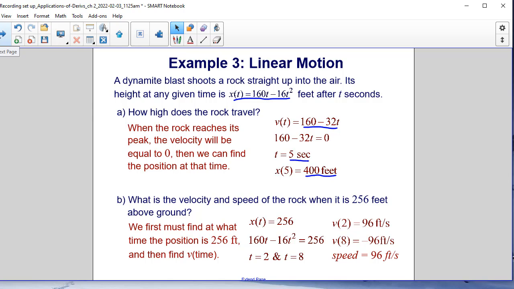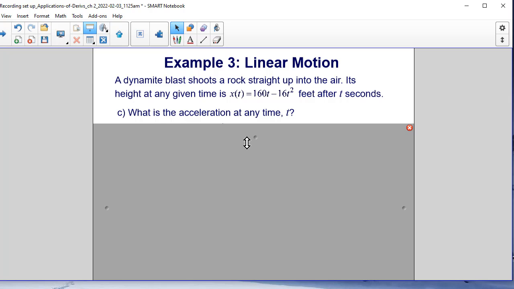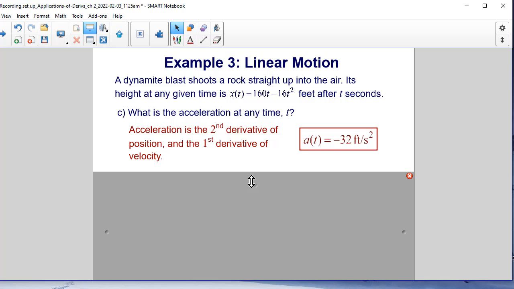Now let's turn our attention to part C. For part C, we want to know the acceleration at any time t. To do that, we want to find the second derivative of 160t minus 16t squared, or we could go back to our velocity and take the first derivative of that. Both of those will work. When we differentiate, we have a of t equal to negative 32 feet per second squared.